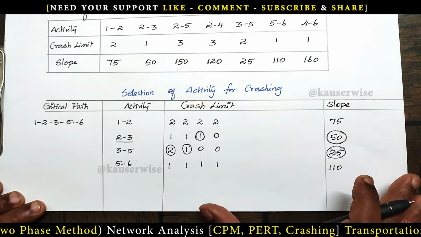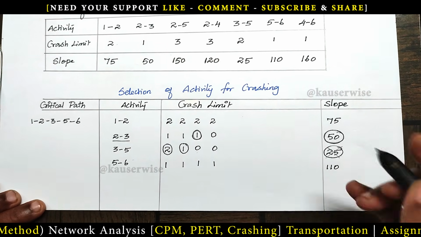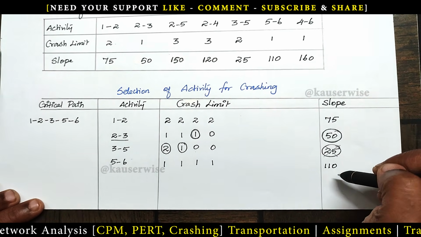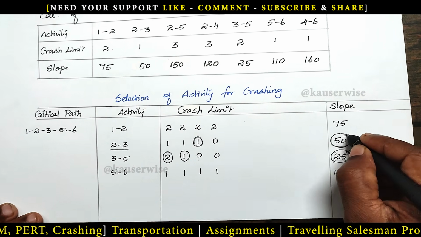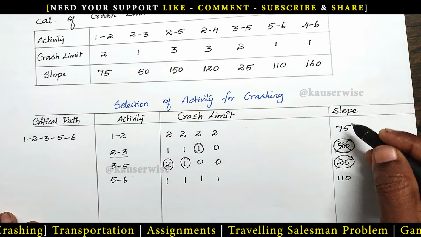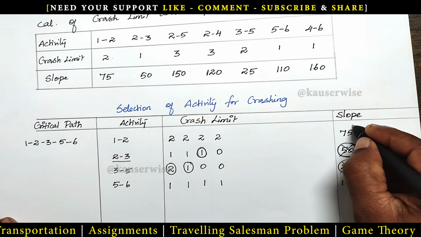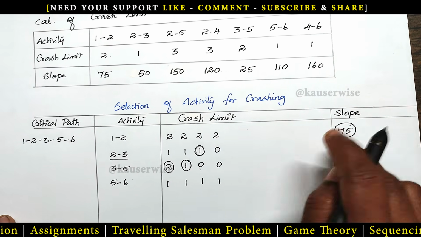See the table of selection of activity for crashing. Again find out the least cost. For 50, nil, no crash limit is there. So strike out this. And what is the next least cost? 75 rupees. So I'm going to select this particular activity.